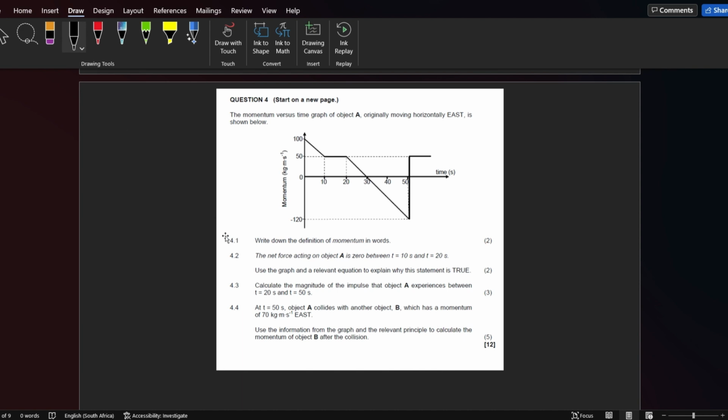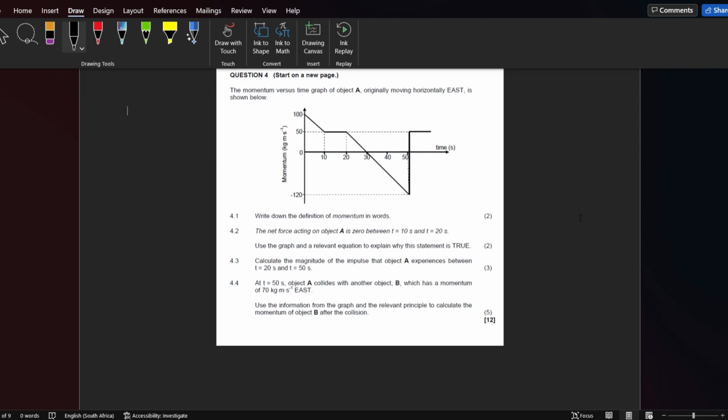4.1 asks us to write down the definition of momentum in words, and with all physics questions they usually ask at least one definition or one law or one principle for 2 marks. So you simply state them, and that counts for quite a significant percentage of your paper, so you should try your best not to lose marks in the definitions questions. So I won't write this definition down, but I will state it. Momentum is defined as the product of the mass and velocity of an object.